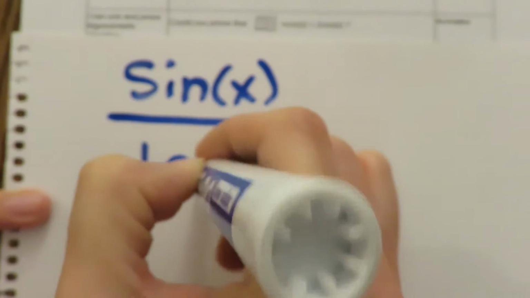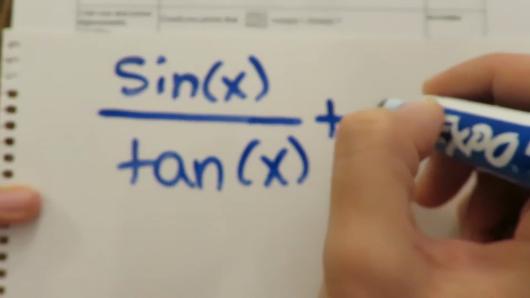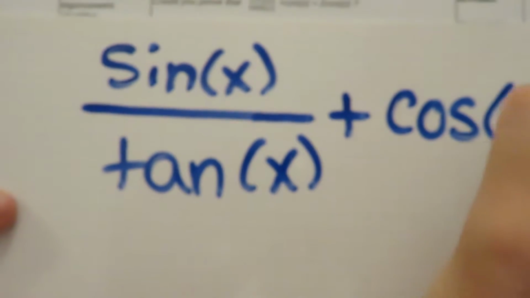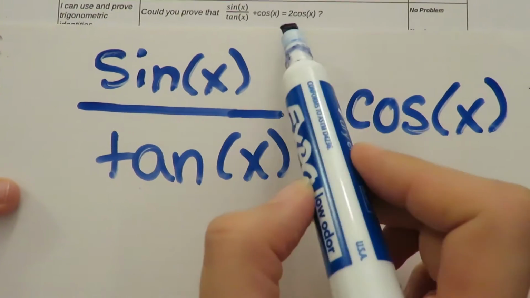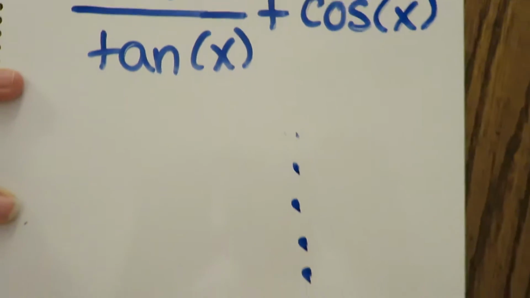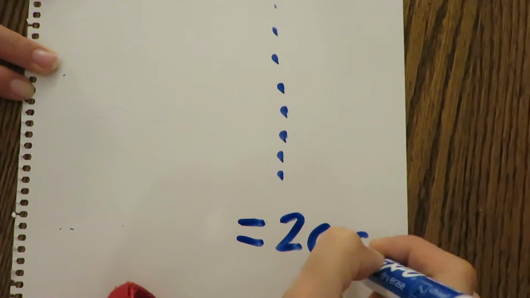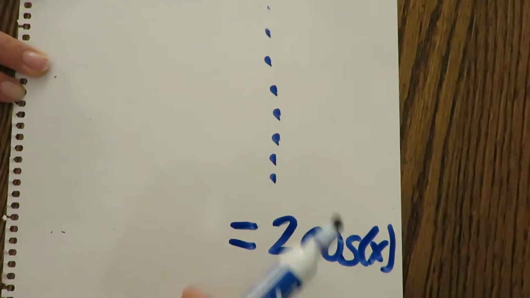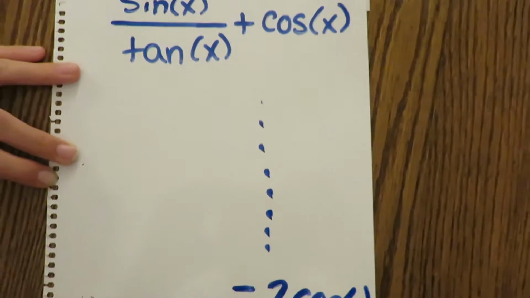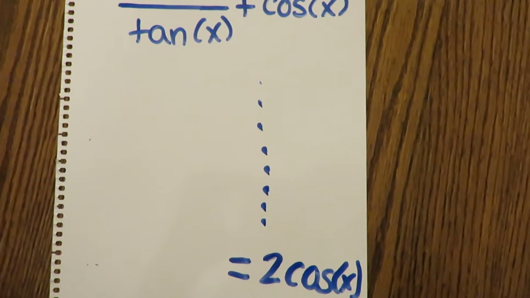So I'll just rewrite that out. We have sine of x divided by tan of x plus cosine of x. And you know that that needs to equal, when you do some work, you actually already know that the answer needs to equal 2 times cosine of x. So if you can think ahead, you're just simplifying this and trying to show that your answer is going to be 2 cosine of x.